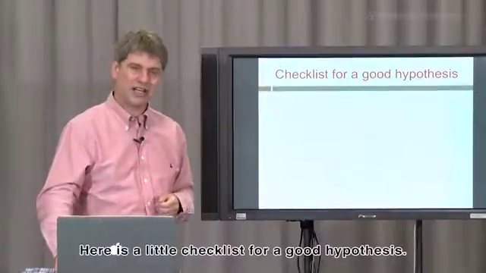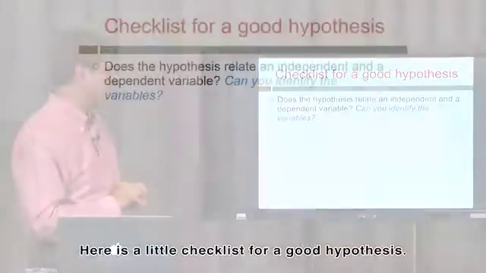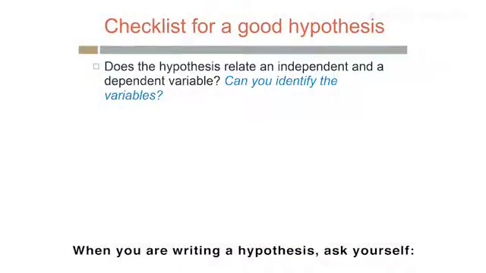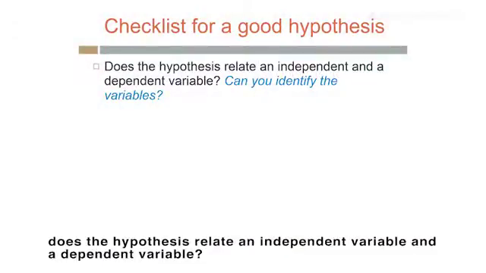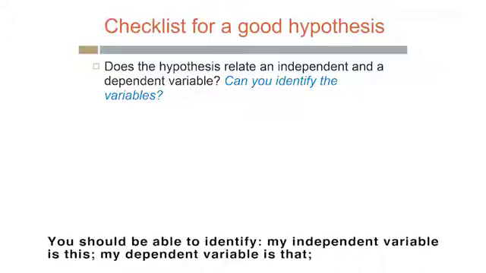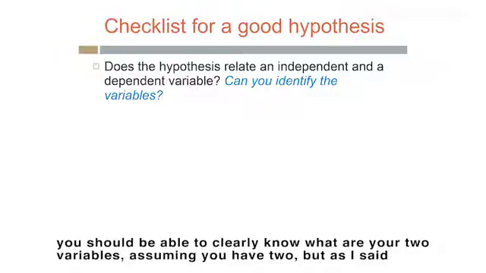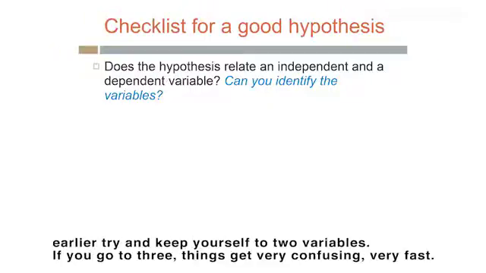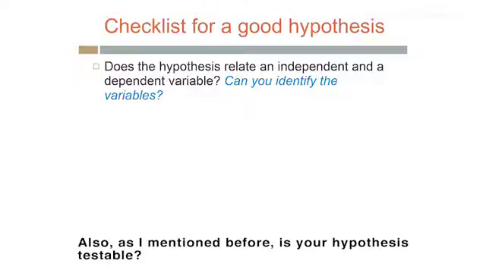So here's a little checklist for a good hypothesis. When you're writing a hypothesis, ask yourself, does the hypothesis relate an independent variable and a dependent variable? Okay, you should be able to identify my independent variable is this, my dependent variable is that. You should be able to clearly know what are your two variables, assuming you're doing two. But as I said earlier, try and keep yourself to two variables. If you go to three, things get very confusing very fast.